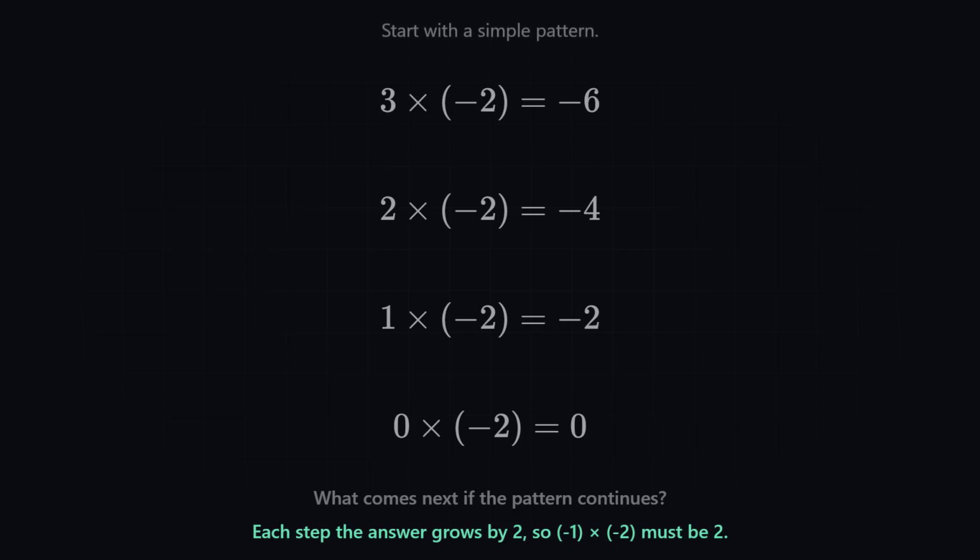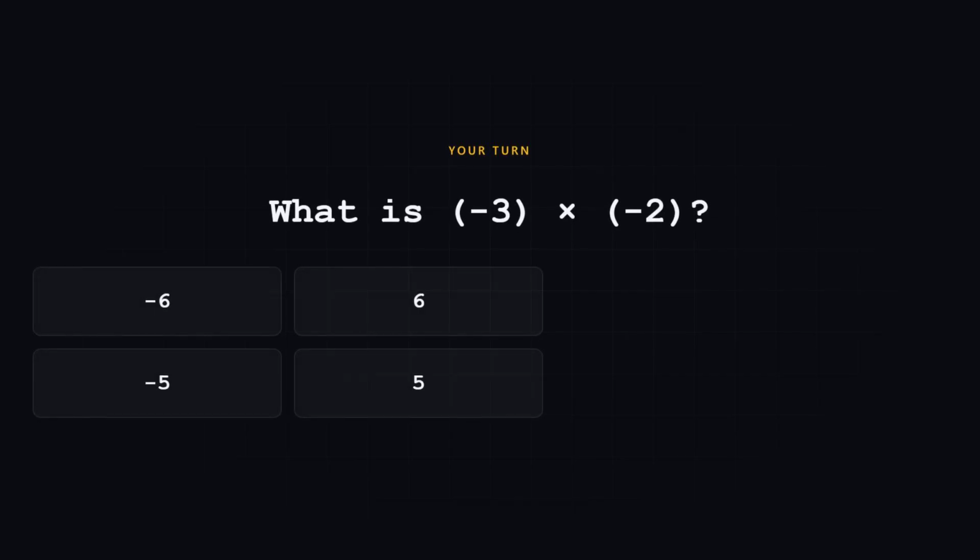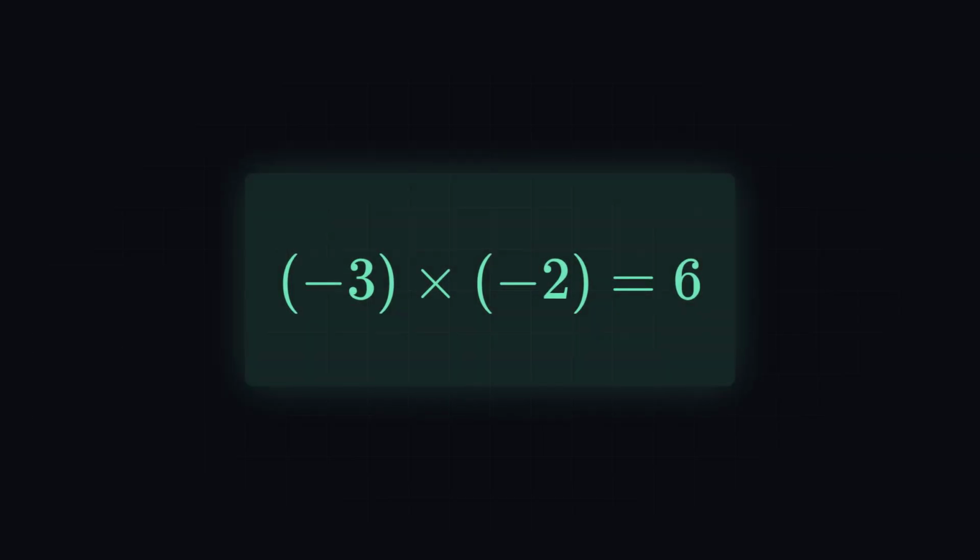Your turn. What is negative 3 times negative 2? Take a second. The answer is 6. Just extend the same pattern. Negative 1 times negative 2, 2. Negative 2 times negative 2, 4. Negative 3 times negative 2, 6.